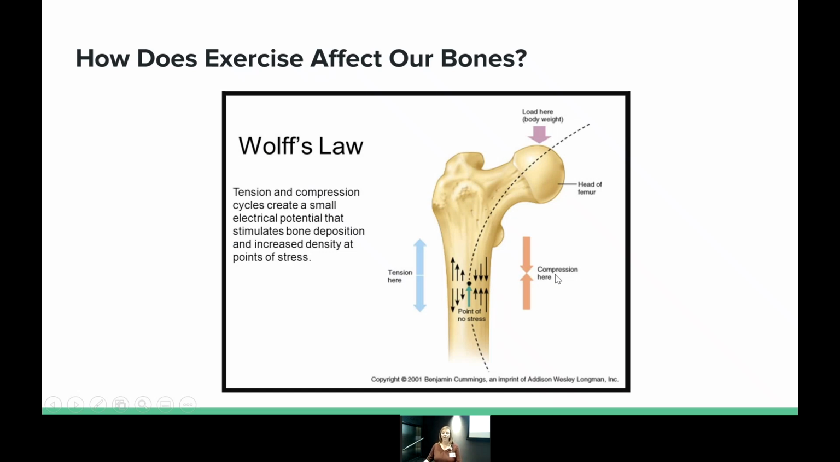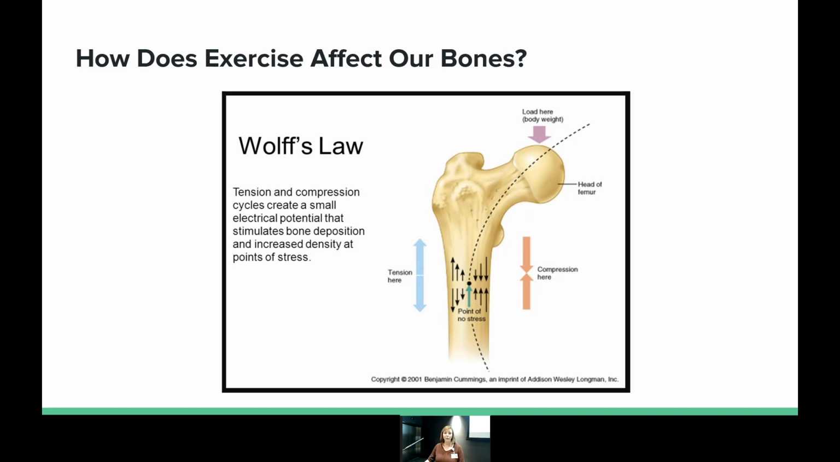First, I want to talk about how exercise affects our bones. Bones are a living tissue, and that means that they're always undergoing change. Older bone is removed and newer bone is added, and this happens throughout our lifetime. It's a process called remodeling. And when our bones are in a state of balance, it means that the amount of bone that is being removed equals the amount of bone that's being formed.